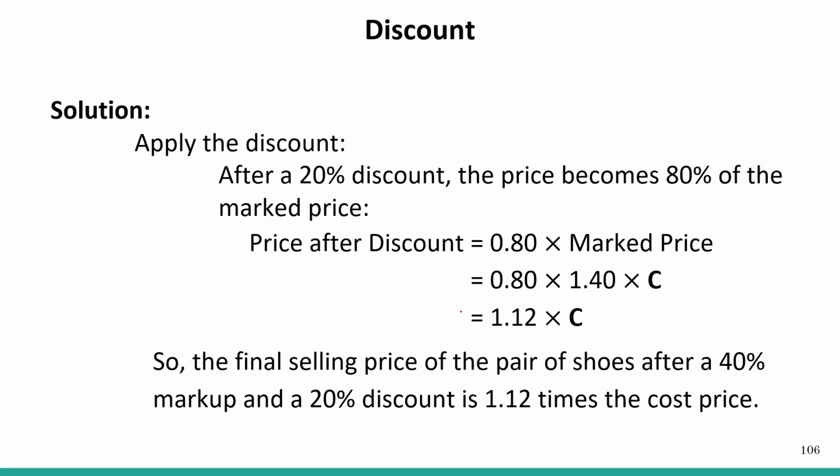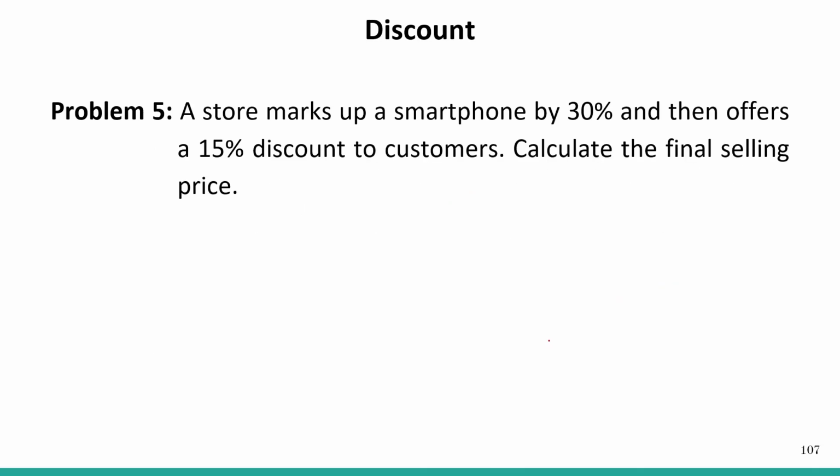That is equal to 1.40 C. After the 20% discount, the price becomes 80% of the marked price. So price after discount is equal to 0.80 into marked price, so 0.80 into 1.40 into C is equal to 1.12 C. So the final selling price of the pair of shoes after 40% markup and 20% discount is 1.12 times the cost price, that is C here. We have derived the answer here.